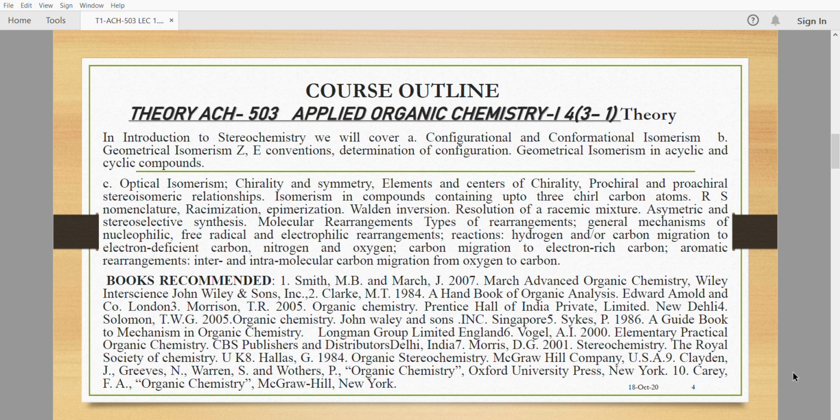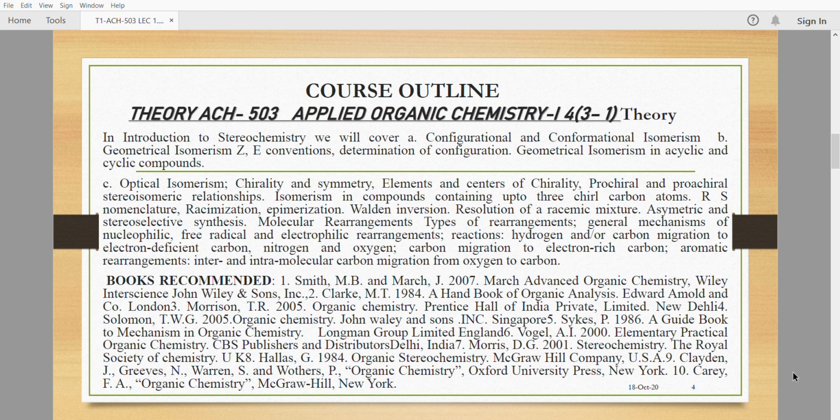Then there are many other important rearrangements, like aromatic rearrangements, inter and intramolecular carbon migration from oxygen to carbon. Now there are a lot of books, very simple books.